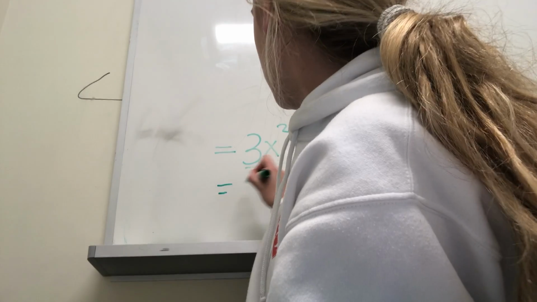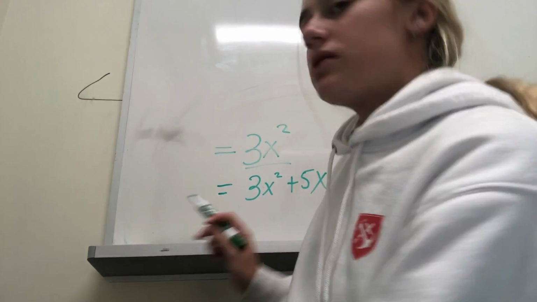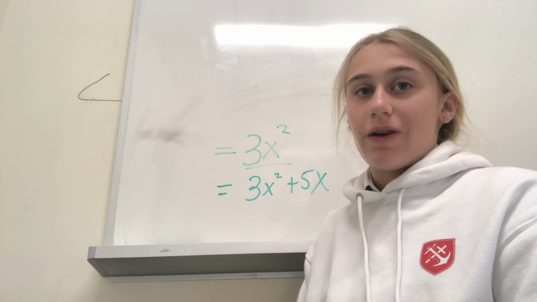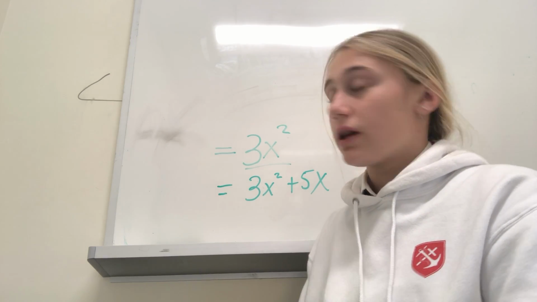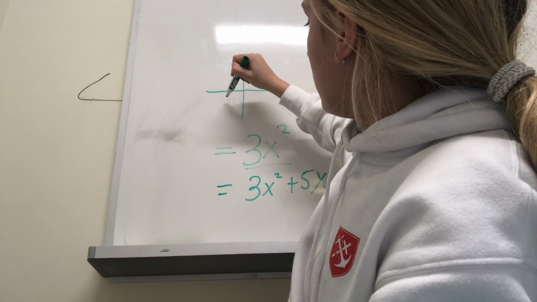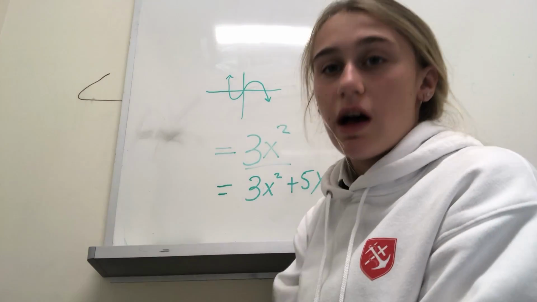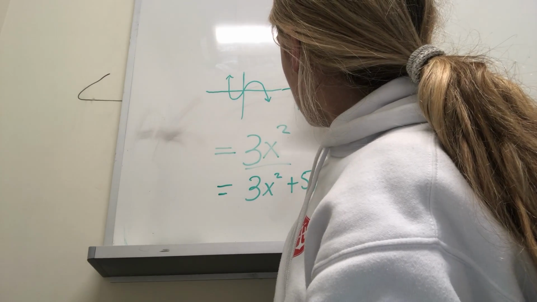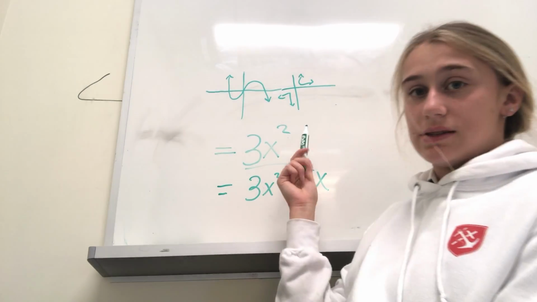For example, 3x squared plus 5x. That's an example of a polynomial function. All polynomial functions have graphs with smooth and continuous curves without asymptotes. For example, this is an example of a polynomial function, whereas this is not.